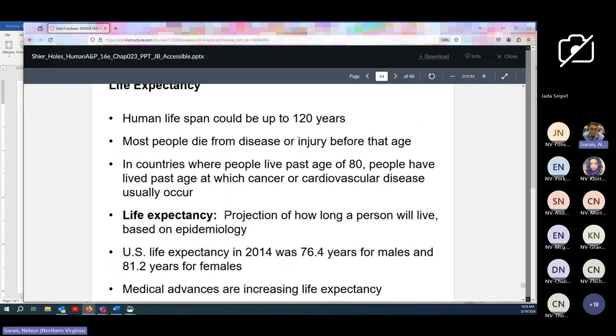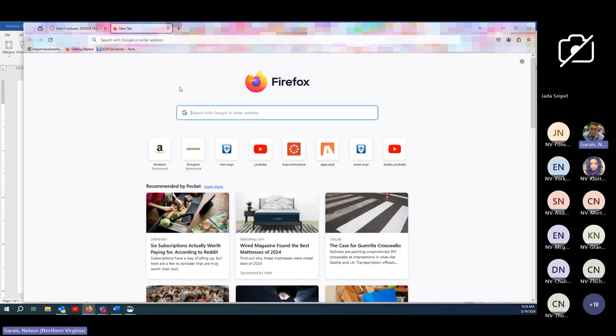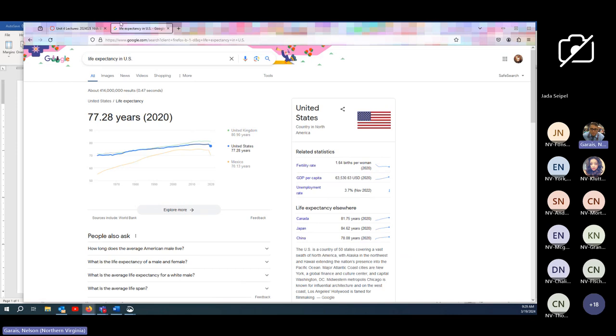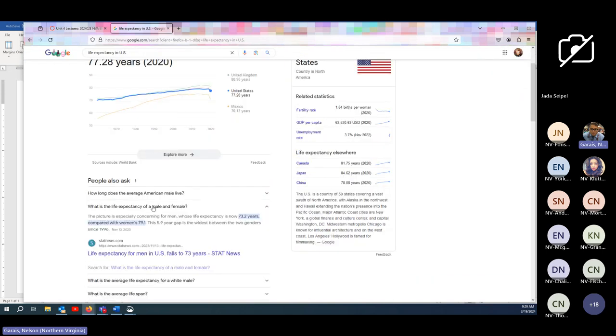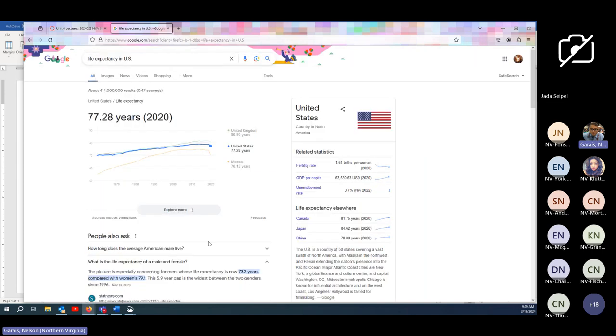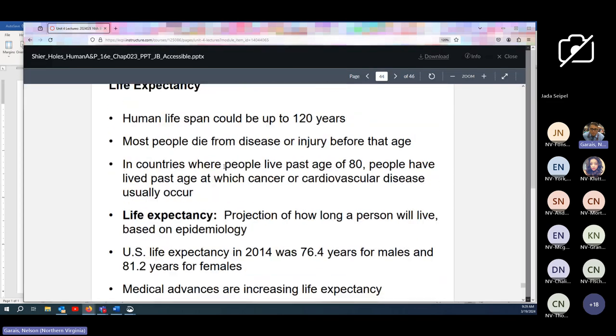Life expectancy, it's called the graying of America. Now, this number has even increased. Let's see what life expectancy is currently. Yep, 77 now. And for a male, it's around 73.5, give or take. Women, it's 79.